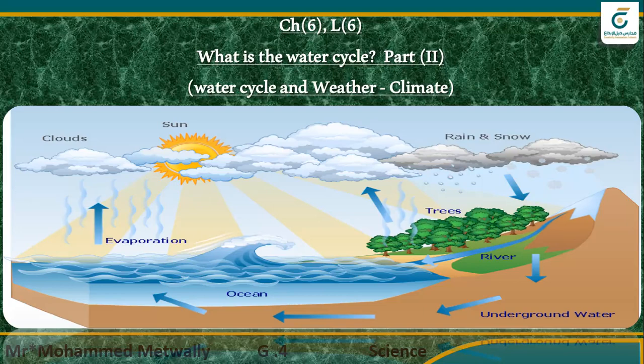Part 2, we will explore together the relationship between the water cycle and weather, and the relationship between the water cycle and climate. In the beginning, I'd like you to see this picture, which represents, like we said in the previous lesson, the process of evaporation in the ocean, sun, clouds, rain and snow, trees, river, and finally underground water. We will explore how the water cycle affects weather and climate. Let's get started with warming up slides of the previous lesson.